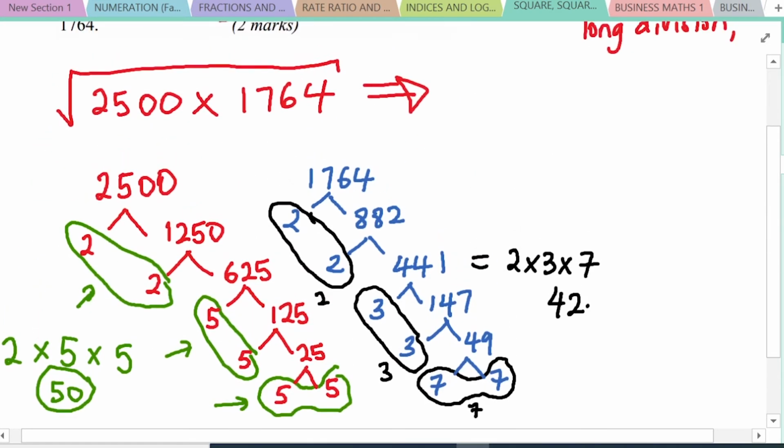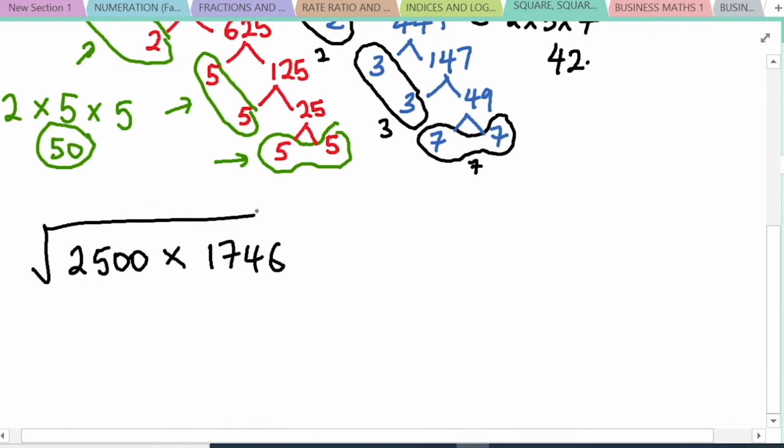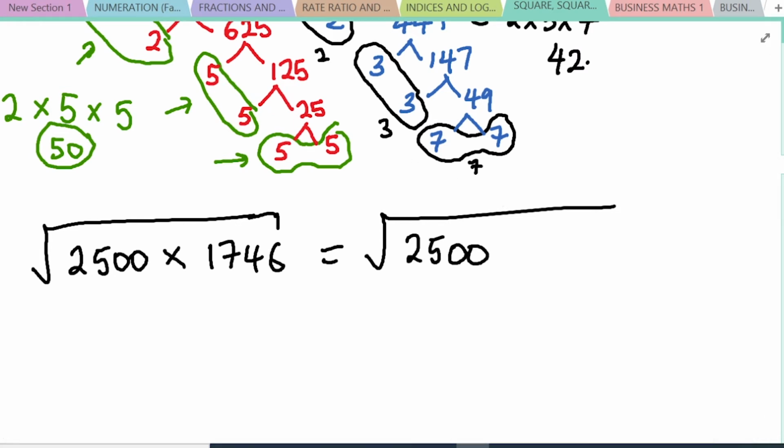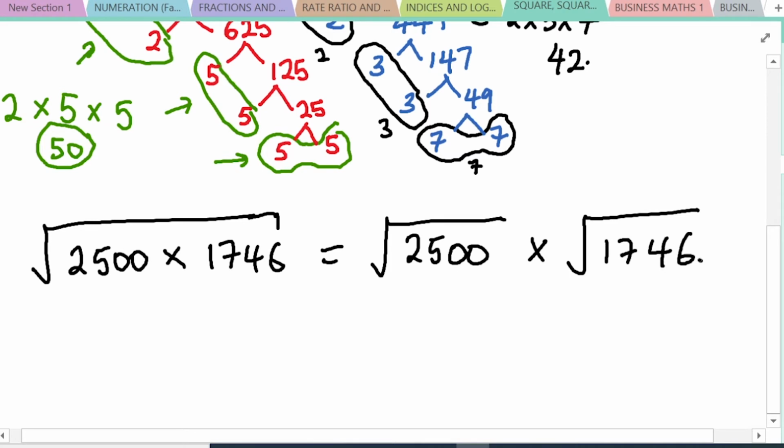Multiply that by 1746. This is the same as the square root of 2500 multiplied by the square root of 1746.